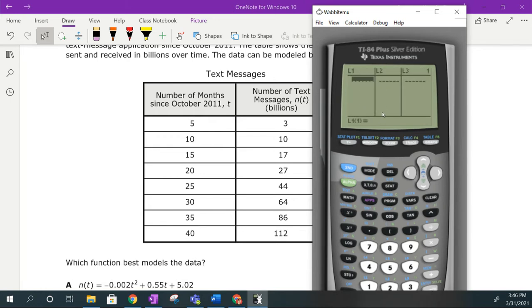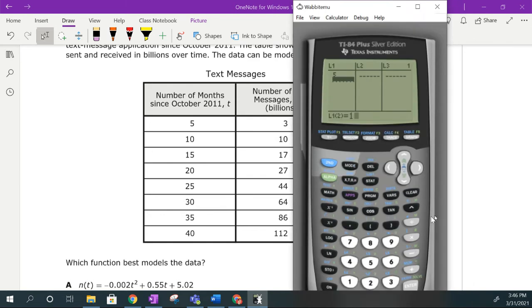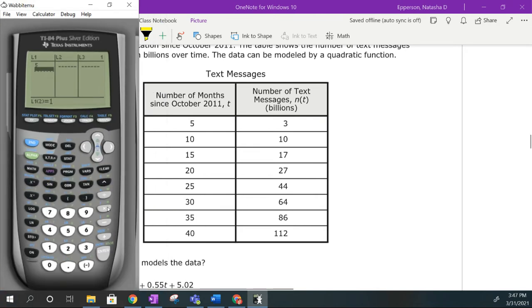I have L1 and L2. In L1, I'm going to enter all of the data that I have in the first one. So I have 10, I have 15, I have 20, I have 30. Oops, I missed 25. 25, I have 30, I have 35, I have 40.